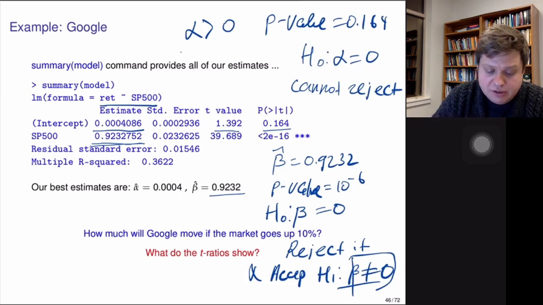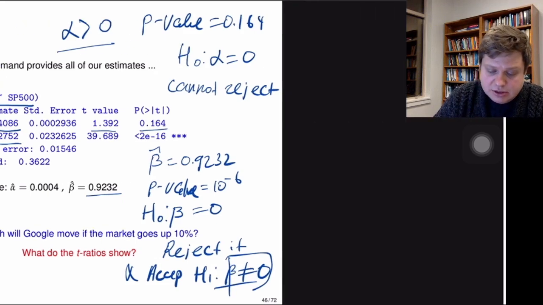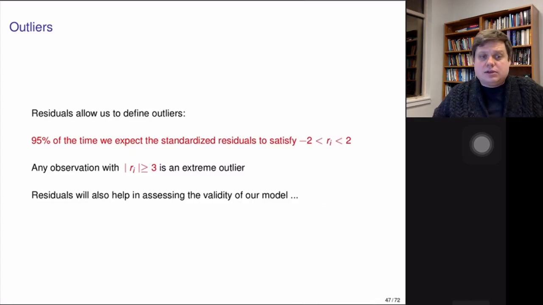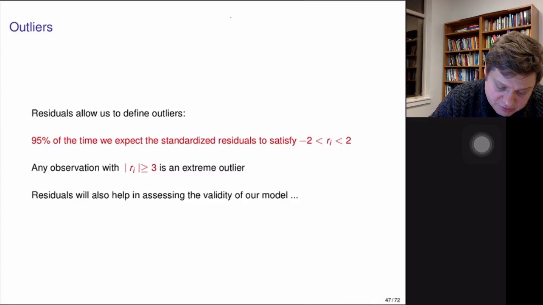So the alpha coefficient, we cannot say that it is different from 0 from a statistical point of view at the 95% confidence level. All right, let's talk about outliers. We talked about this concept very briefly before.